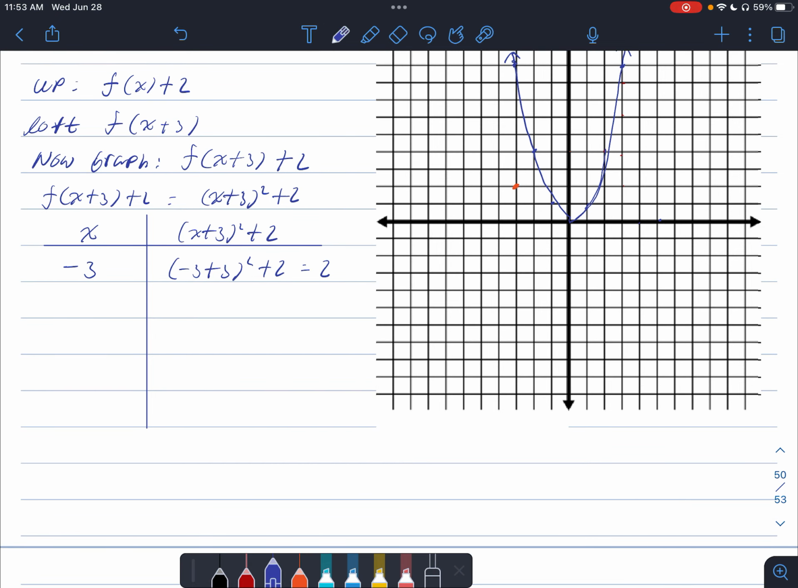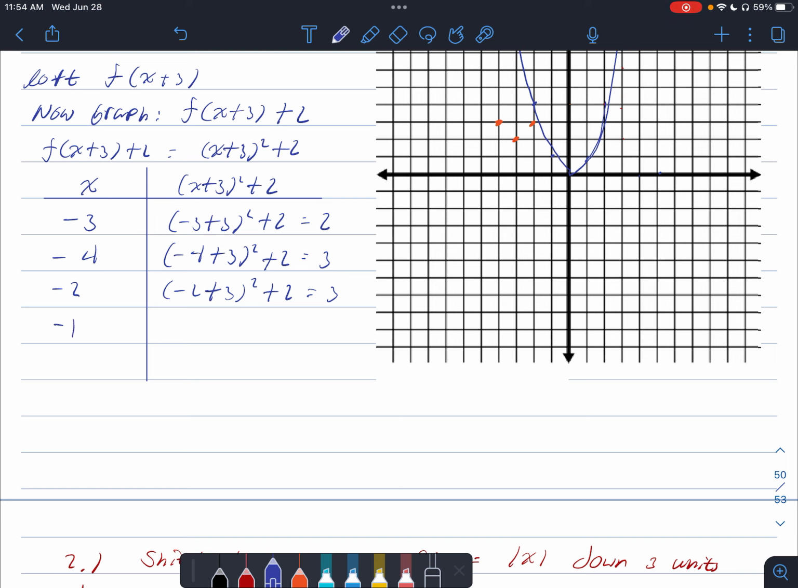Okay? Let's try negative 2. If we do negative 2 plus 3 squared plus 2, we'll end up with 1 squared, which is 1, plus 2. We get 3 again. Okay, and if we try maybe the point negative 1, we'll get 2 squared, which is 4, plus 2, which is 6. So we'll get the point negative 1, 6.